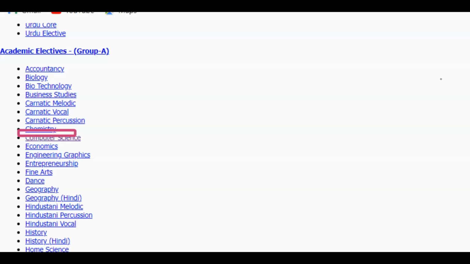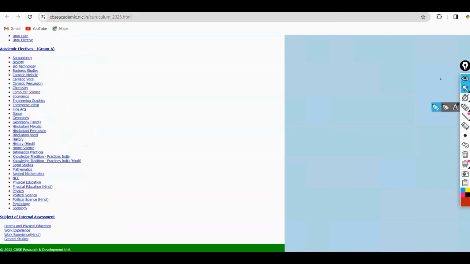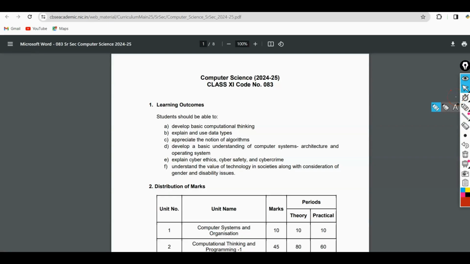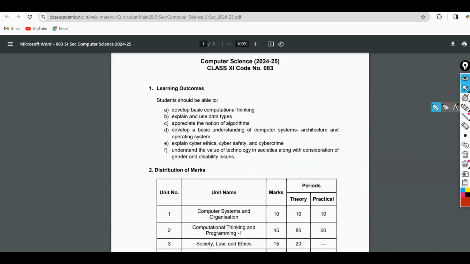Are you able to find this computer science? Under this computer science you can click onto it and you can see your curriculum. Okay, just click onto it and your syllabus has been opened now. So this is your new curriculum for the year 2024 to 2025.